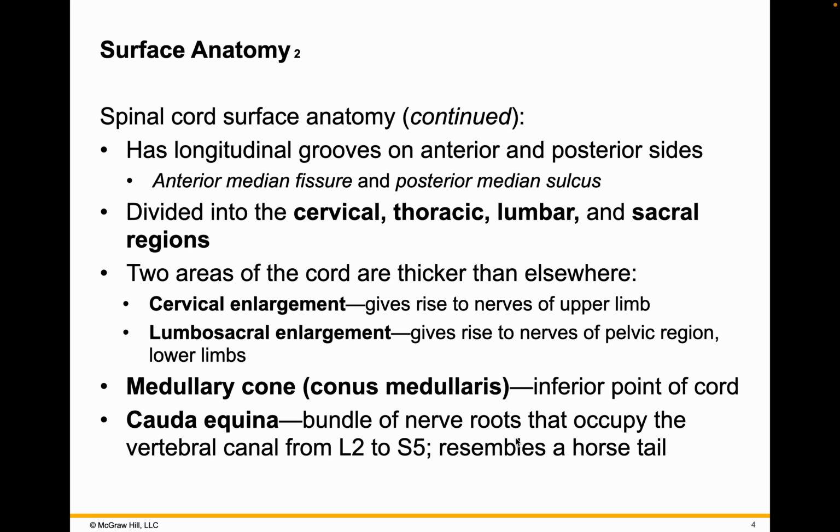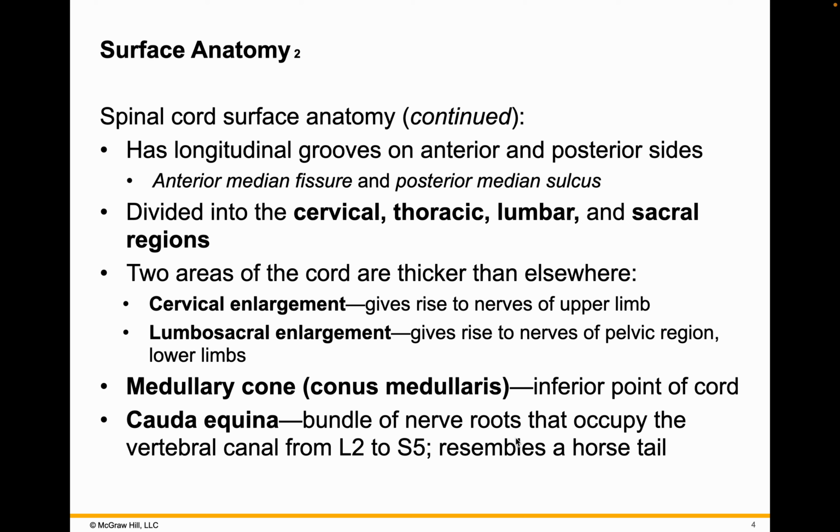Spinal cord surface anatomy has longitudinal grooves on the anterior and posterior sides. It's divided into the cervical, thoracic, lumbar, and sacral regions. Two areas of the cord are thicker than elsewhere. We call these the cervical and the lumbosacral enlargement. The cervical enlargement gives rise to the nerves of the upper limb, while the lumbosacral enlargement gives rise to the nerves of the pelvic region and lower limbs.